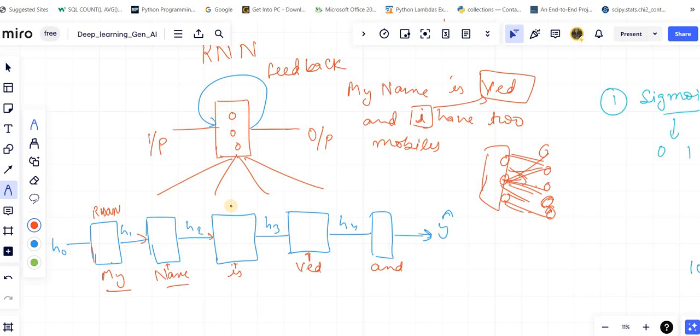When I'm giving the input Ved to the RNN, it has the input H3, which has the information of my name and is. So you can see here it is able to conserve the information of the previous text as well. How it is able to do that, we will try to understand mathematically from the LSTM.